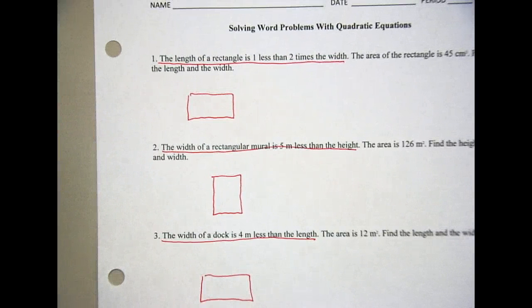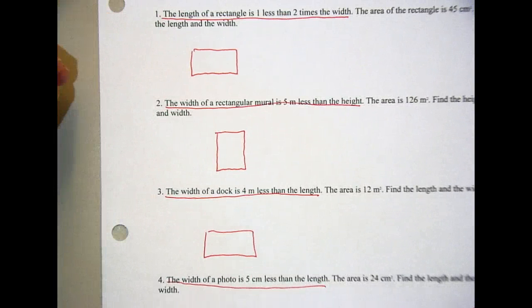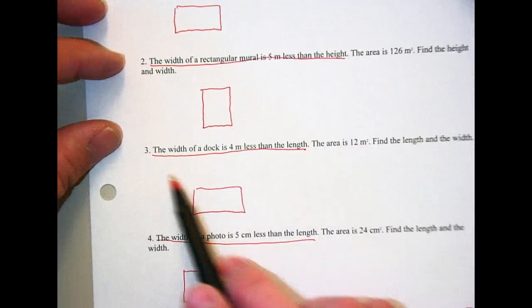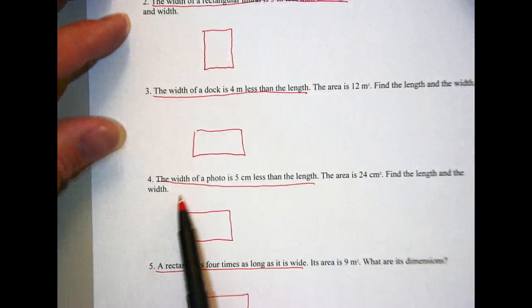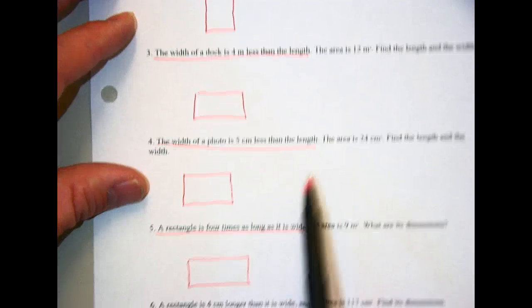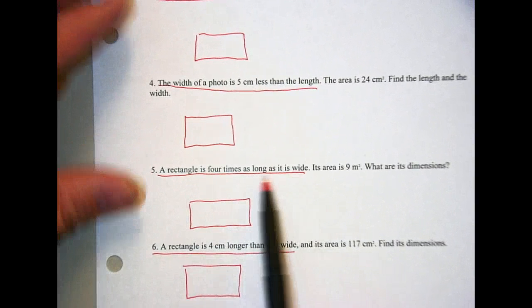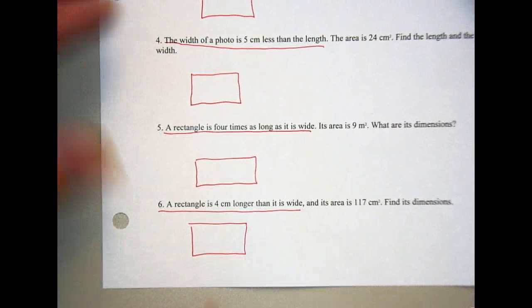So, in each one of these, number one, the length of the rectangle is 1 less than 2 times the width. Number two, the width of the rectangular mural is 5 less than the height. Number three, the width of the dock is 4 less than the length. Number four, the width of the photo is 5 less than the length. Number five, a rectangle is 4 times as long as it is wide. And 6, a rectangle is 4 centimeters longer than it is wide.